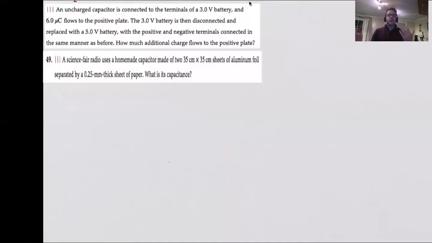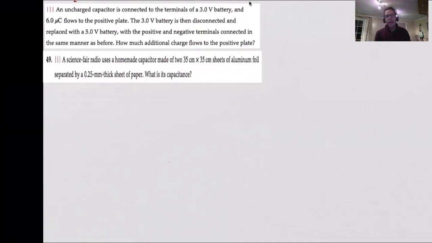Let's do it. The first one: an uncharged capacitor is connected to the terminals of a 3-volt battery and 6 microcoulombs flows to the positive plate. There it is. You have the capacitance. The charge, 6 microcoulombs, divided by the voltage, 3. Ratio, 6 to 3, a ratio of 2 in some unit set. That's the best that capacitor can do.